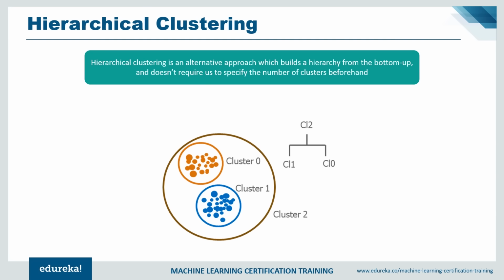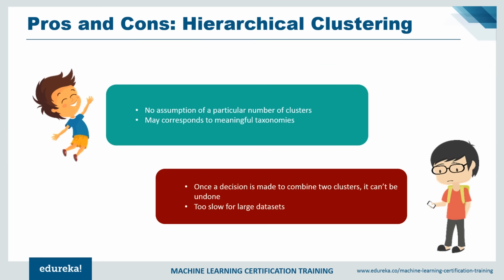Hierarchical clustering is an alternative approach which builds a hierarchy from the bottom up or the top down, and does not require us to specify the number of clusters beforehand. The algorithm works as follows: first of all, we put each data point in its own cluster, identify the two closest clusters and combine them into one more cluster. Repeat the above step till the data points are in a single cluster. Now there are two types of hierarchical clustering: one is agglomerative clustering and the other one is divisive clustering. Agglomerative clustering builds the dendrogram from the bottom level, while divisive clustering starts with all the data points in one cluster, the root cluster.